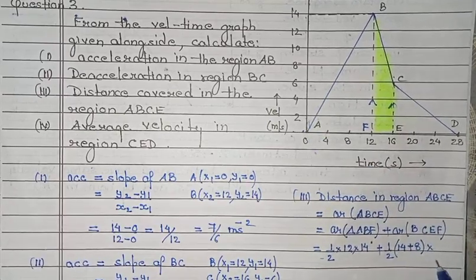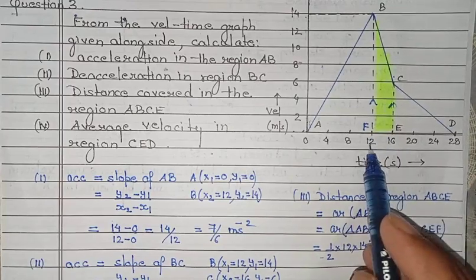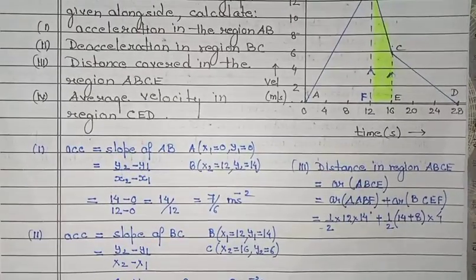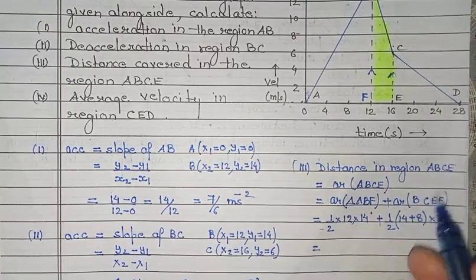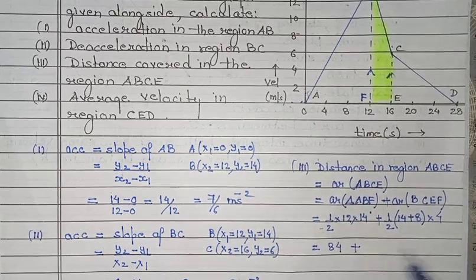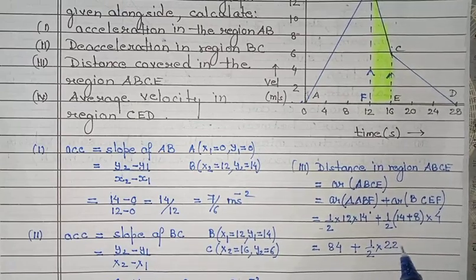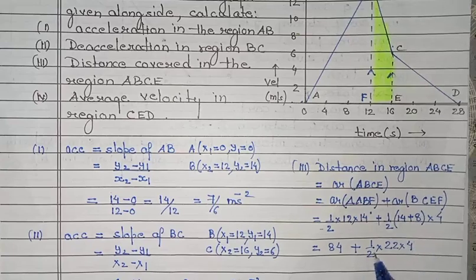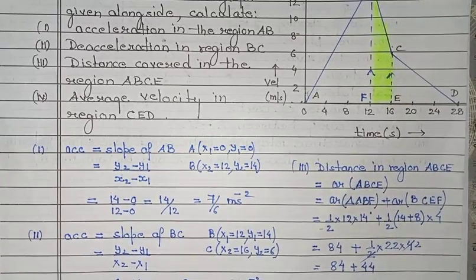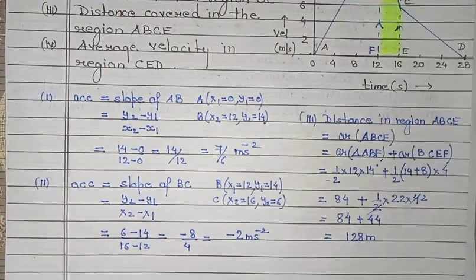And then we have height. Height means the perpendicular distance between the two parallel sides. So FE is the perpendicular distance, which is from 12 to 16, that is 4. Now if we add these two areas, we will get the total area, that will represent the distance. So on reducing to 6, this will give you 84. This will give you half of 14 plus 8, which is 22, into 4. So you divide it. So this will give you 84 plus 44, that makes it 128 meter.